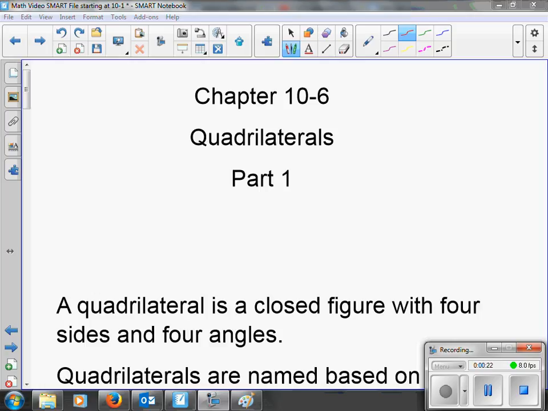So we're in chapter 10, section 6, and we're doing quadrilaterals. This is part 1 of the video. If you're looking for part 2, you already did this one, so go to part 2 if you're looking for that. But we are in part 1.